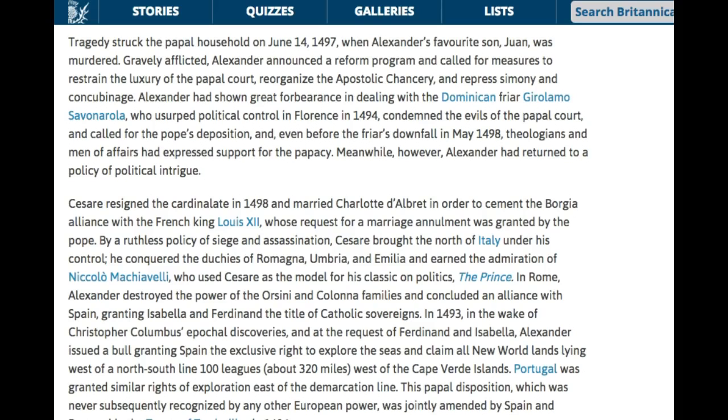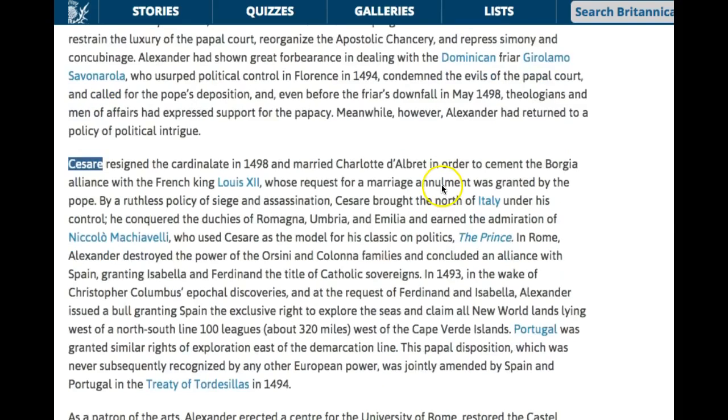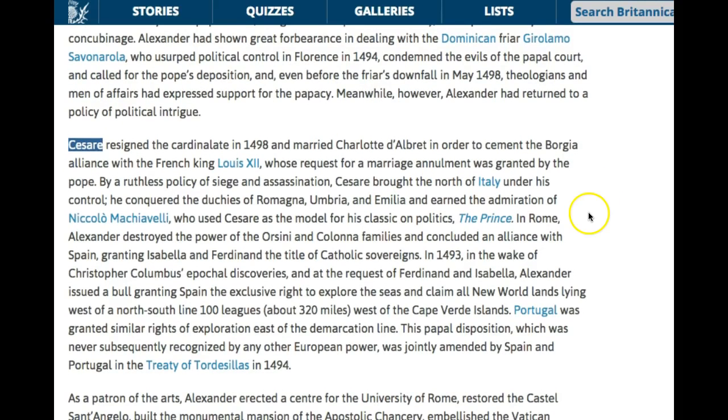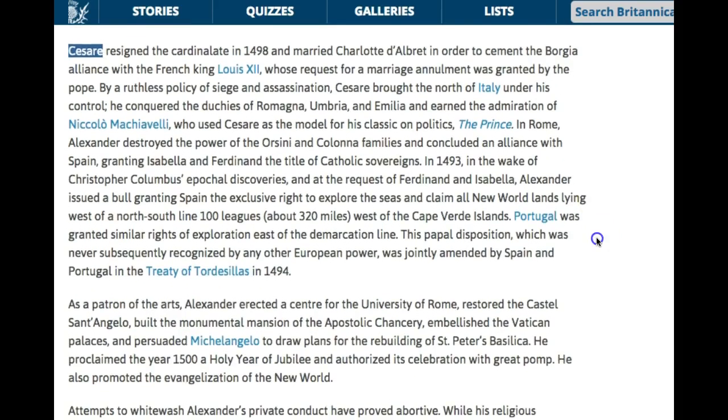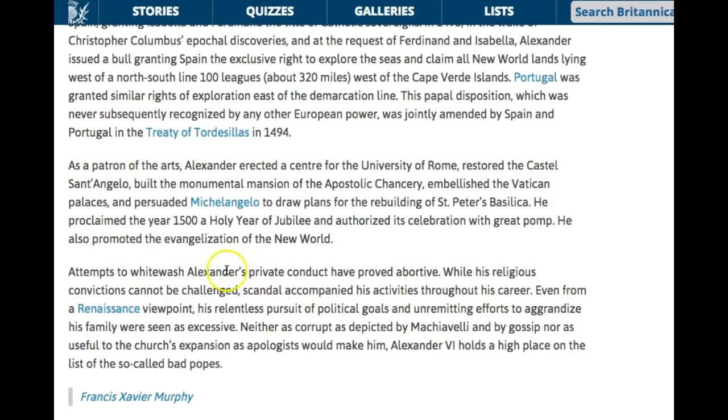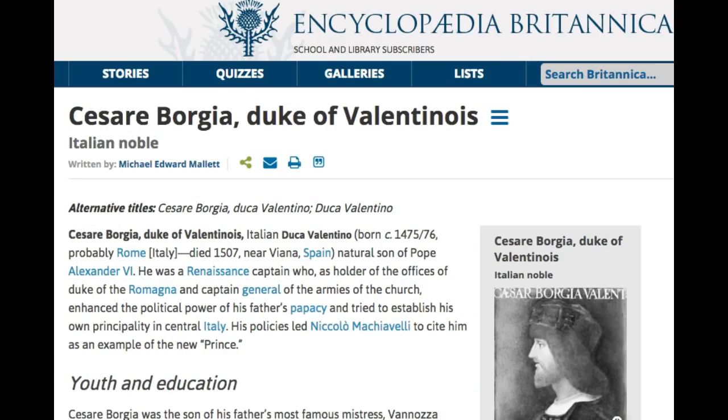14th, 1497. And then just after that, just so happens that Cesare Borgia, one of his sons, reigned in 1498 and married one of the women there as well and made an alliance with the French king, Louis the 12th. So very interesting. Then it goes on to talk about the rest of his life. Then it also talks about whitewashing as well. And this is according to Britannica itself.